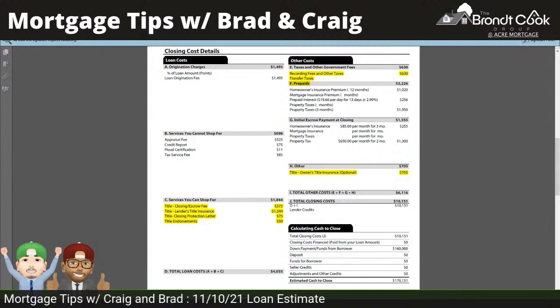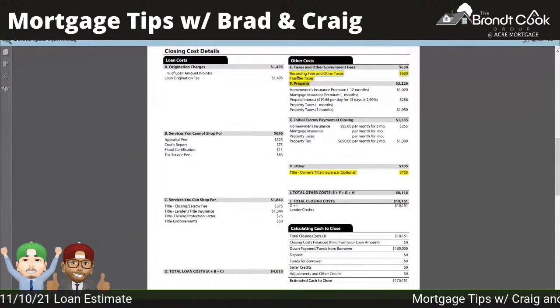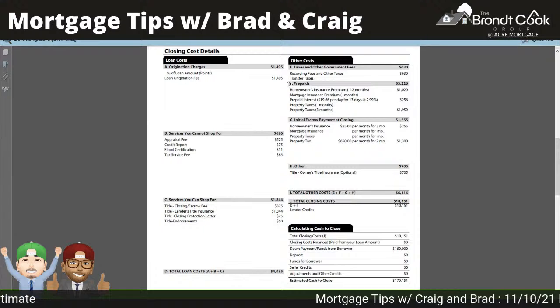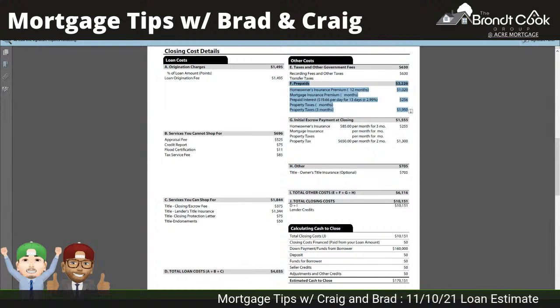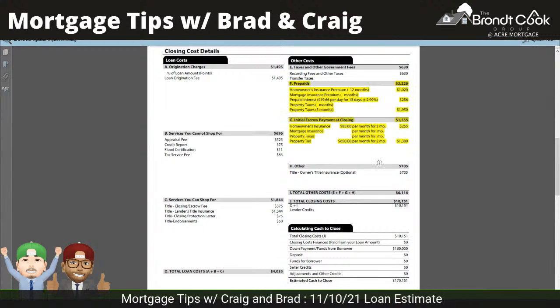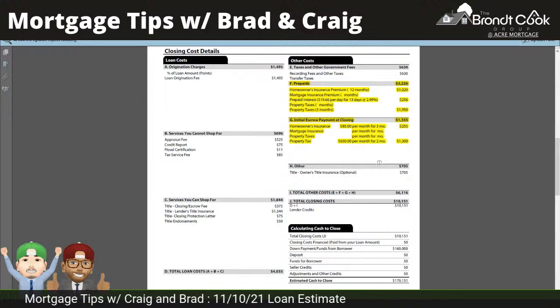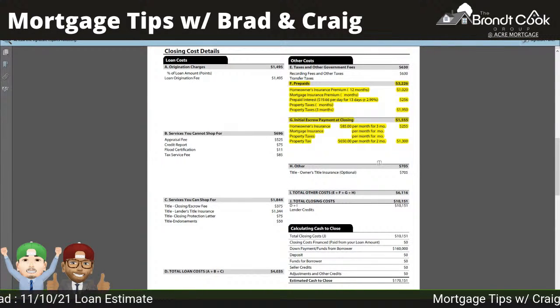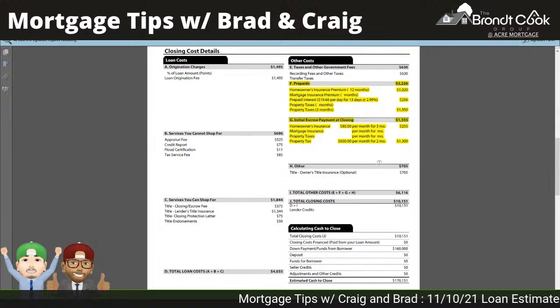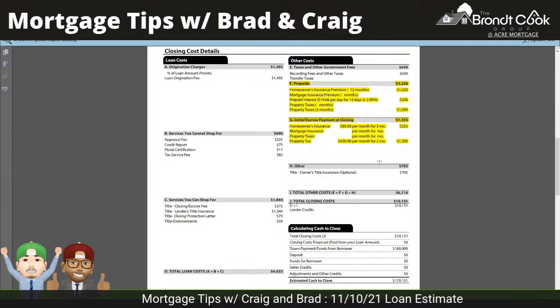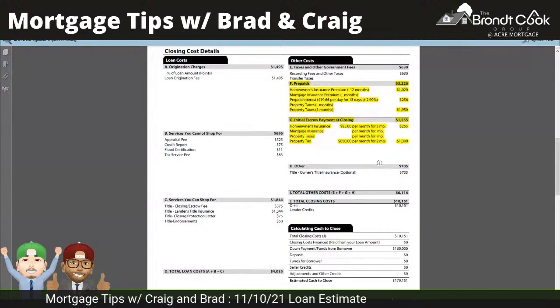So let's get to section F, and we'll try to get through the rest of this pretty quickly because we've been on for a while now. Prepaid items and initial escrow payment at closing. So prepaid items are your items that are associated with the property that have to be paid in advance, right? Because that bill for homeowners insurance or property taxes are due prior to your first mortgage payment.